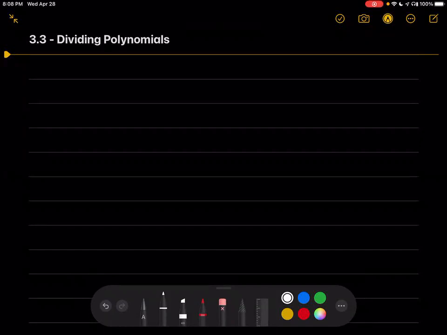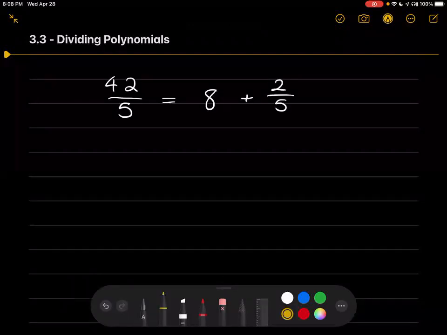So let's say we were in number land and we want to divide like 42 by 5. If we would go ahead and do the division, the arithmetic, we'd see that it would be 8 plus a remainder of 2/5, right? And just some anatomy. This is called the dividend.